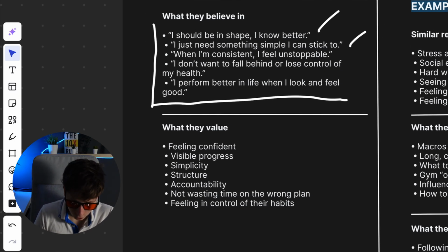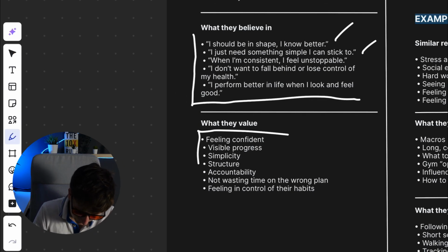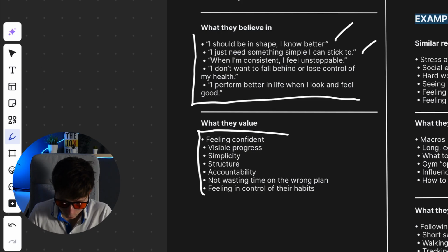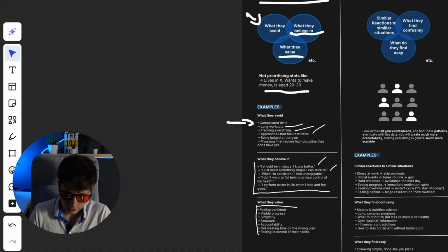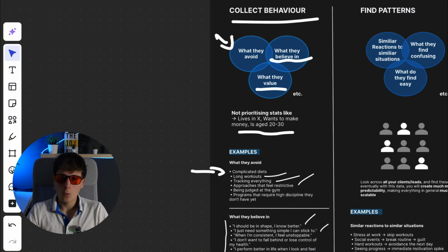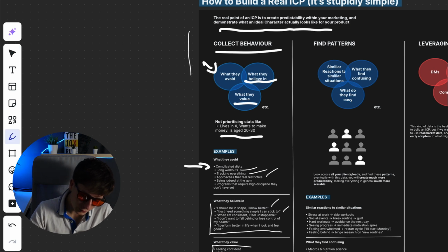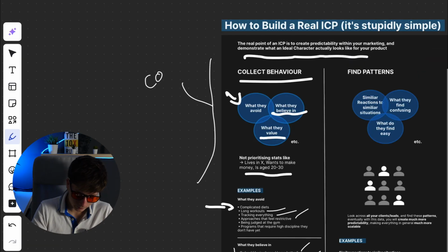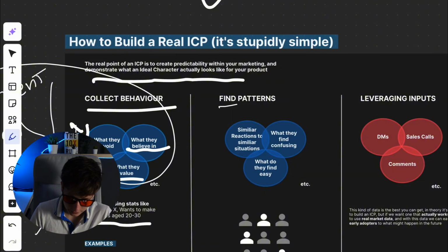So then you're actually going to talk about what they value. So you need to list out all of the things that they value, like feeling confident, visible progress, simplicity, structure, accountability. All this kind of stuff needs to be tracked, okay? So you need to really understand what their day-to-day is like, what they believe in, what they avoid. You need to understand what they value, and then you're able to craft a perfect offer around that and really create a good content system around all of that, right? So now we're going to talk about how you can actually find these patterns.